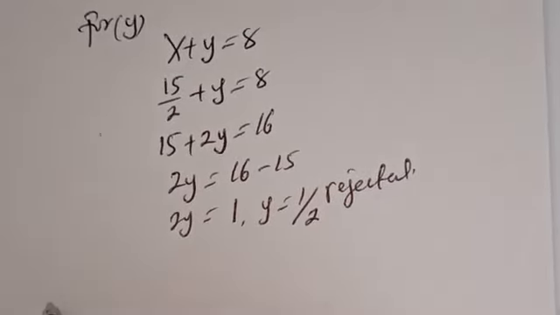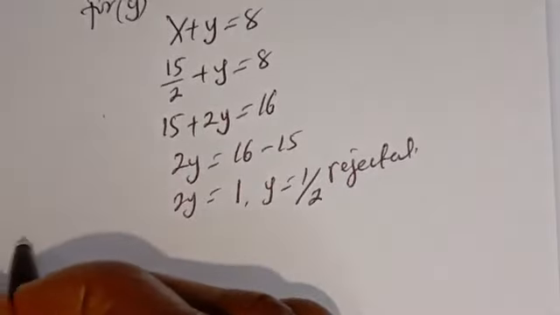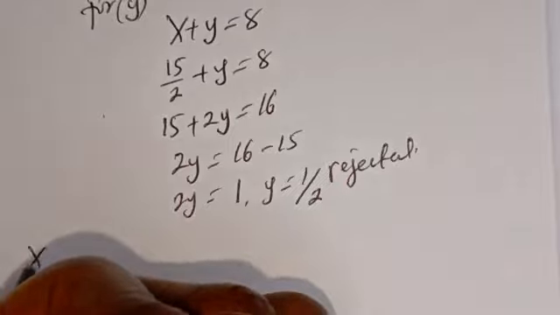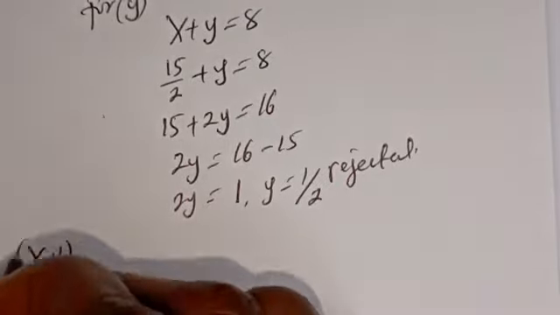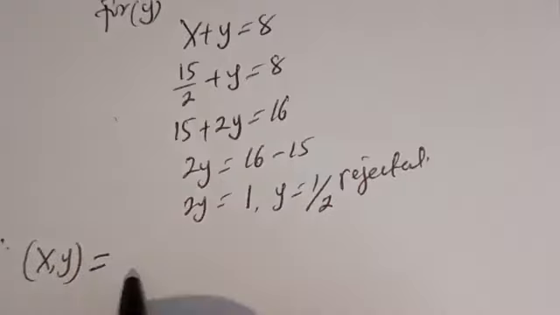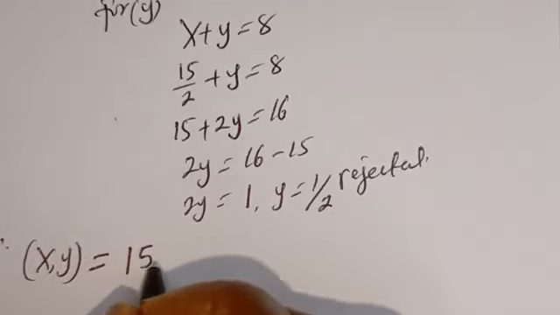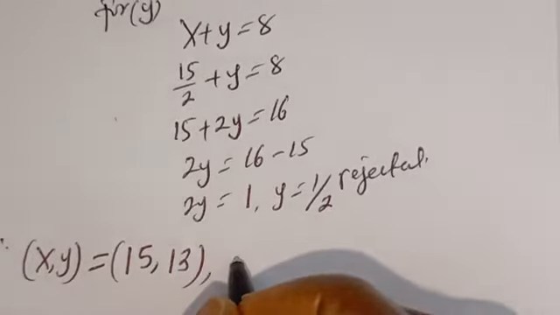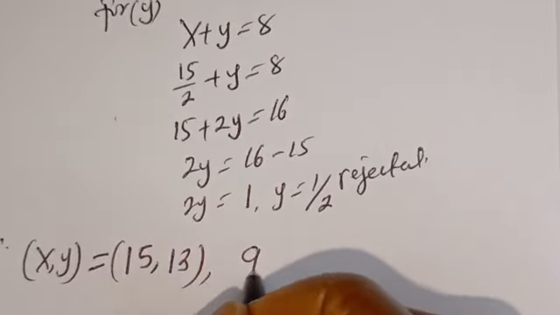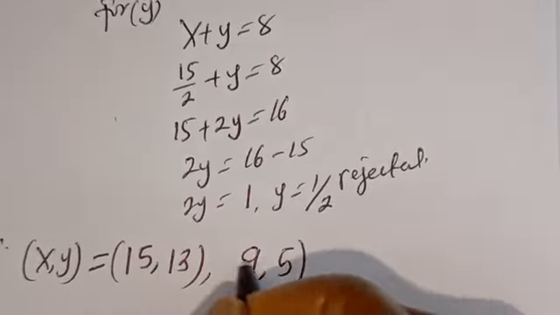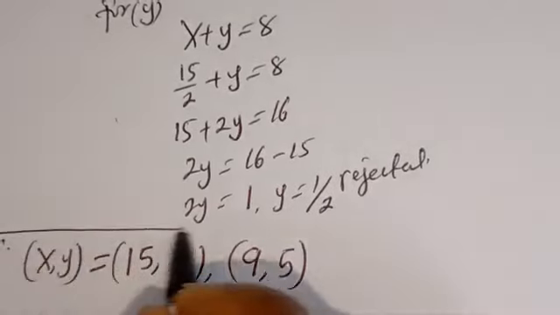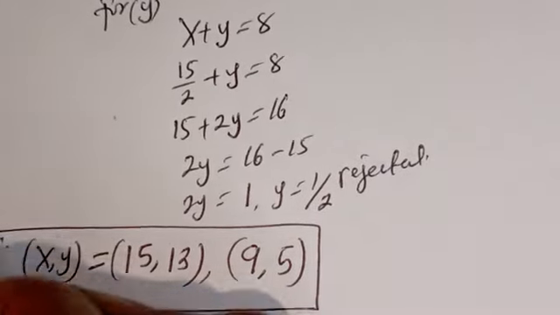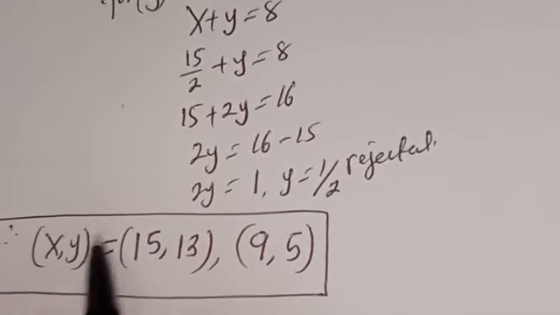Therefore, the final answers are x, y is equal to 15, 13 and 9, 5. This is the final answer. We can check to confirm if this answer is right or wrong.